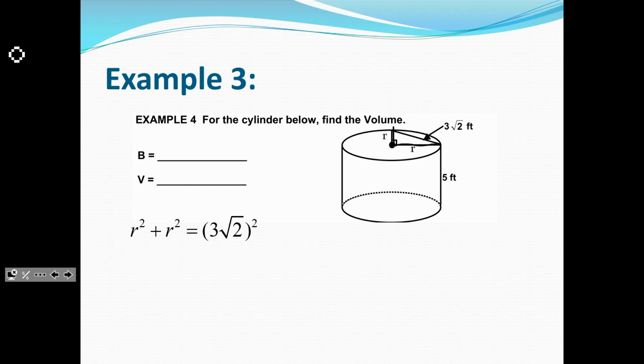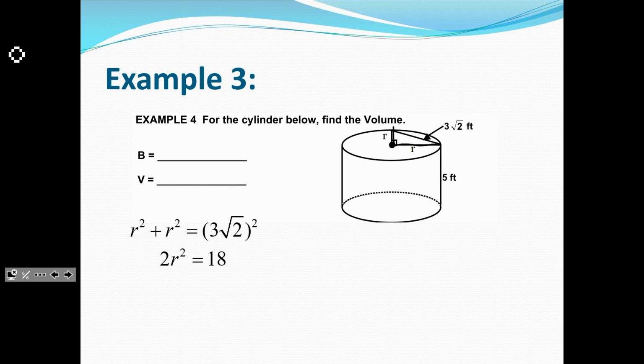And over here, when I square 3 square root of 2, remember that literally means 3 square root of 2 times 3 square root of 2. So what would that give us? So 3 square root of 2 times 3 square root of 2. 3 times 3 is 9. And square root of 2 times square root of 2 is... So really, it's going to give us 18. Good.